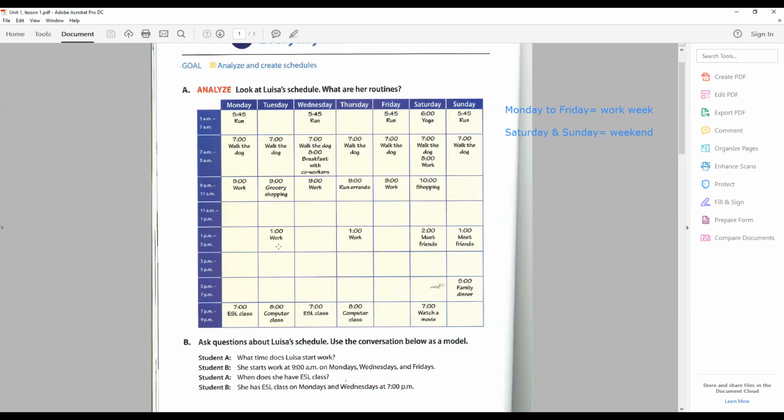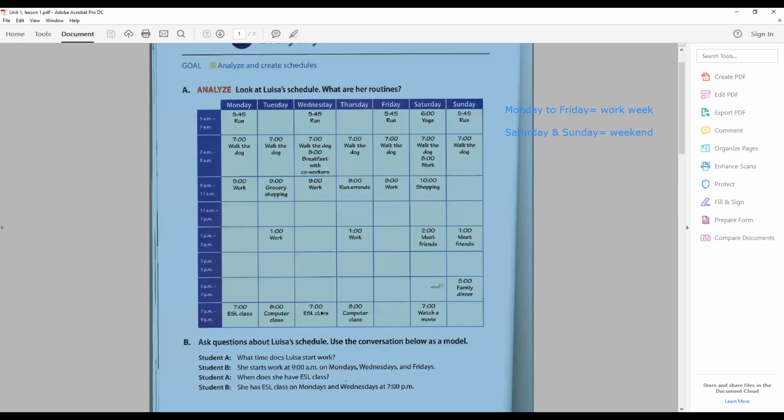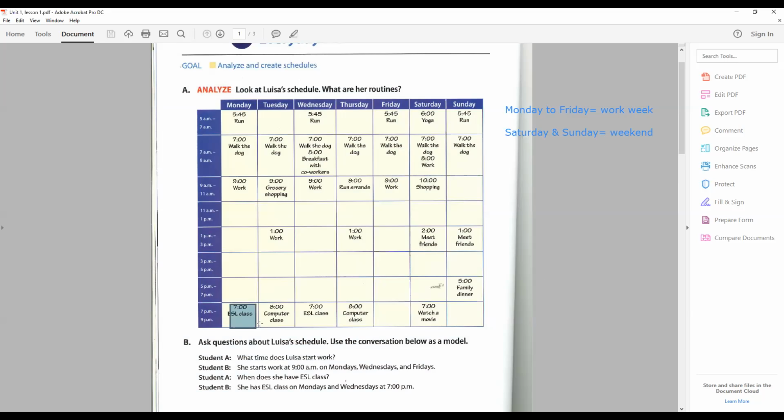Okay, Tuesday and Thursday, she goes to work at 1 o'clock. On Saturday, she meets friends at 2 o'clock. And on Sunday, she meets friends at 1 o'clock. Every Sunday at 5 o'clock, they have family dinner. Okay. On Mondays and Wednesdays, they have ESL class at 7. On Tuesdays and Thursdays, she has computer class at 8 o'clock. And on Saturday at 7, she watches a movie.